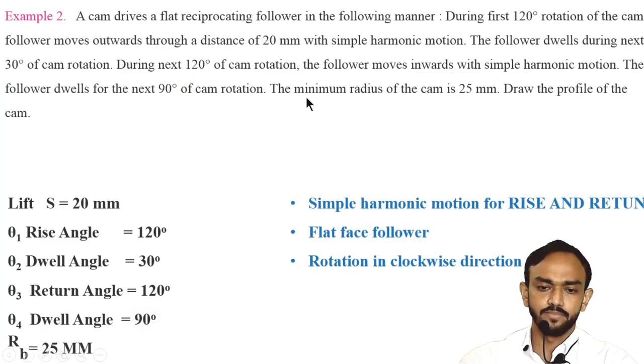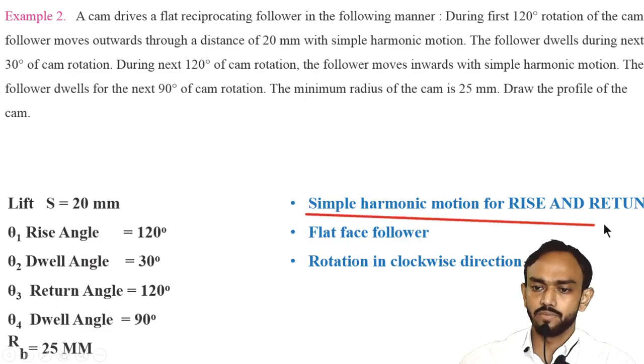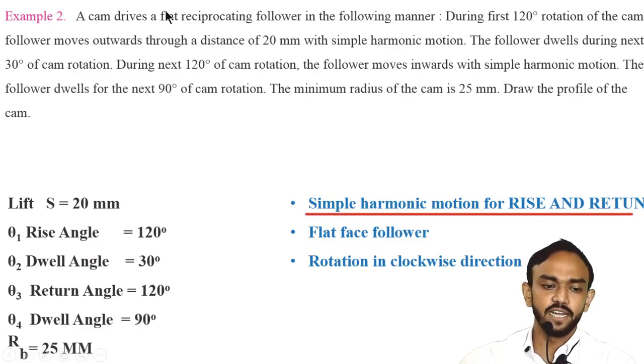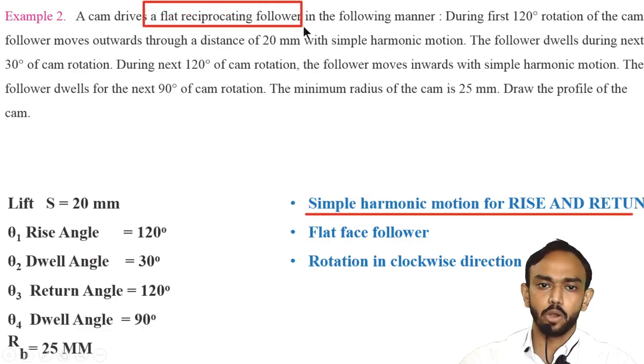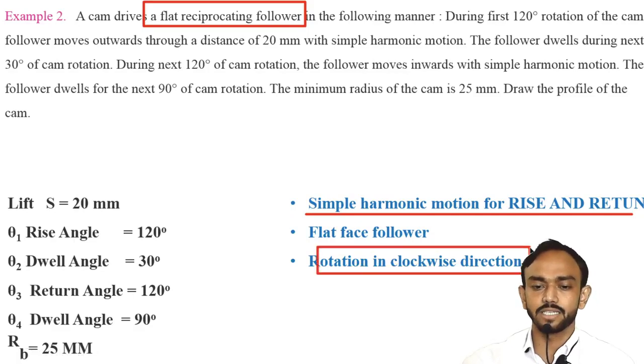As you know, simple harmonic motion for rise and return with a flat face reciprocating follower. So in this case we have to make the flat face follower, and the direction of cam is not given. Remember that if the direction is not given, we assume that it is rotating in a clockwise direction, so our profile will be in an anti-clockwise direction. Let's start.